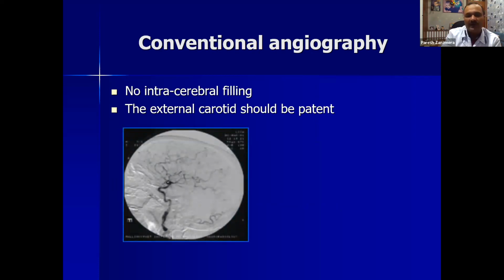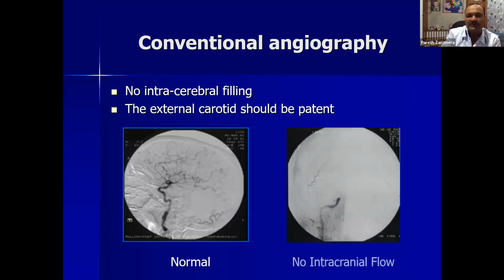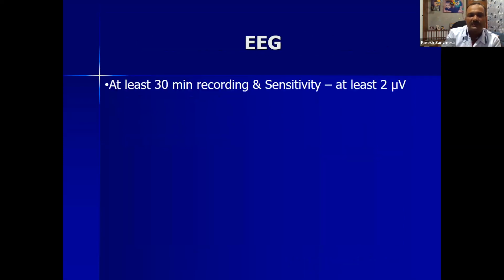You can see the blood is flowing through the vessels and it is reaching up to the cortices. That is normal. But now you can see there is a blockage, the blood is not going at all inside the brain. So that is no intracranial flow. So that is a positive test.